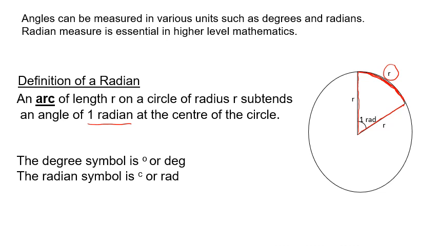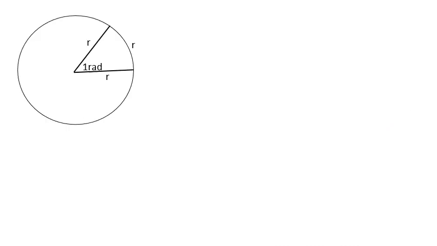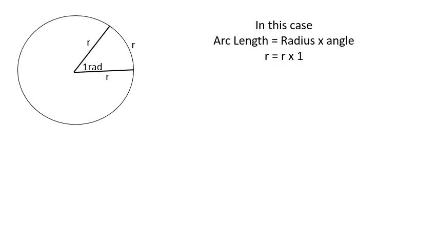When you're measuring in degrees, we usually put that little o after the number. For radians, the symbol is a letter c, or sometimes you see rad for short. Okay, so in this picture again, we've got 1 radian as the angle because the arc length is the same as the radius. So in this case, we could write this little formula down. The arc length is equal to the radius multiplied by the angle, because the arc length is r, and if we do radius times angle, that would be r times 1, which is also r.